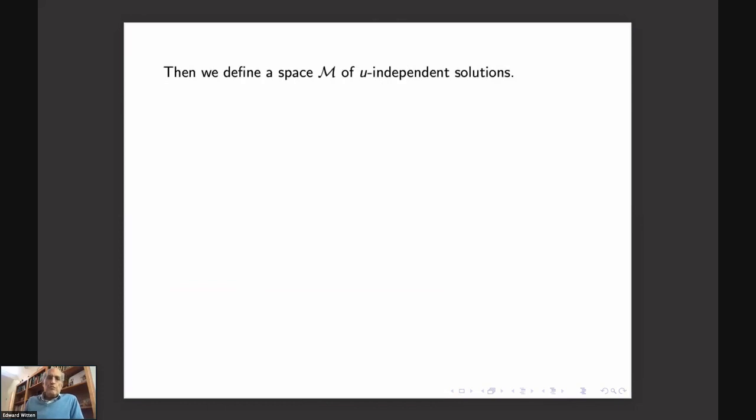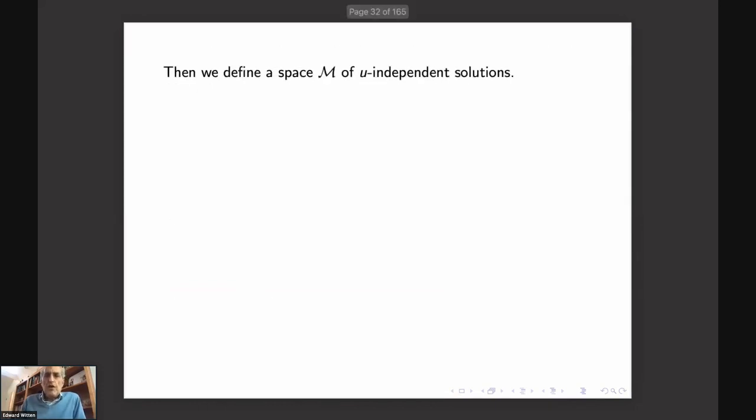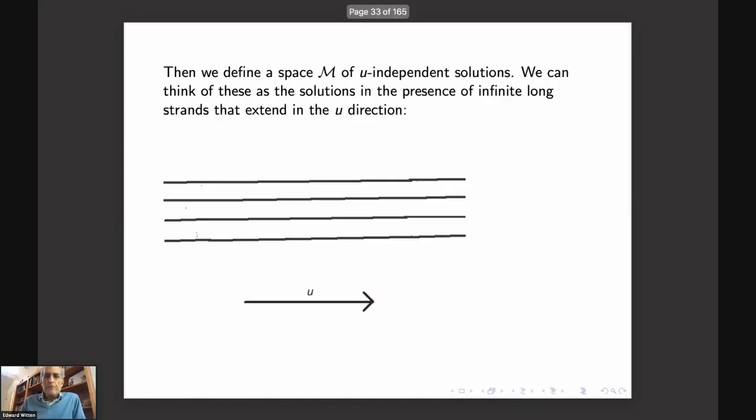Well, whether it's true or not, it's most useful if it is true, we define a space M of U independent solutions. We can think of these as the solutions in the presence of infinitely long strands that extend in the U direction. So we have a link, well, a non-compact link that looks like this, just a lot of parallel strands in the U direction. Whatever our equations are, we consider the U independent solutions. And the space of such solutions, I've called curly M.